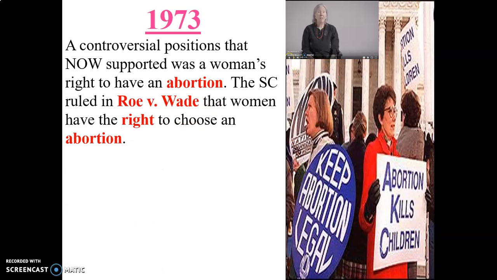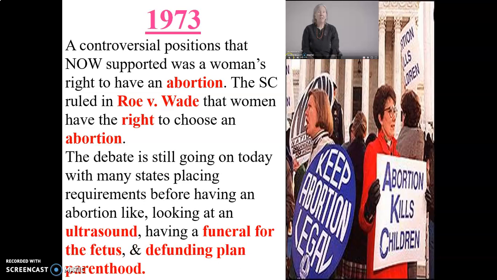In 1973, a controversial position that NOW supported was a woman's right to have an abortion. This is a very hot topic even to this day. The Supreme Court ruled in the very famous court case, Roe versus Wade, that women have the right to choose an abortion. This was a major win for the women's movement because it gave women the right to choose what to do with their own body, for example, the choice to have an abortion. However, the debate, as you know, is still going on today, with many states placing requirements before having an abortion.